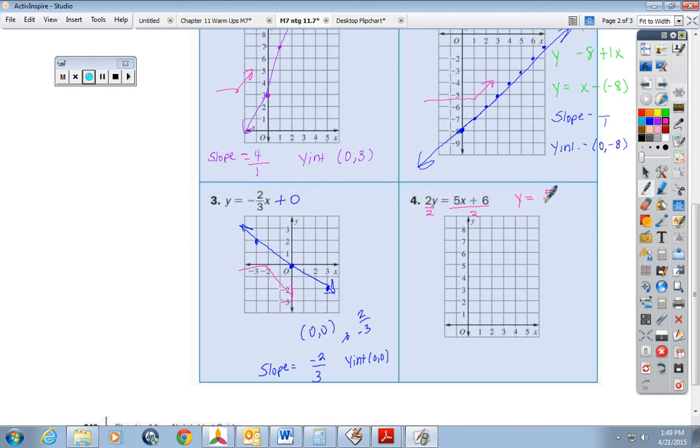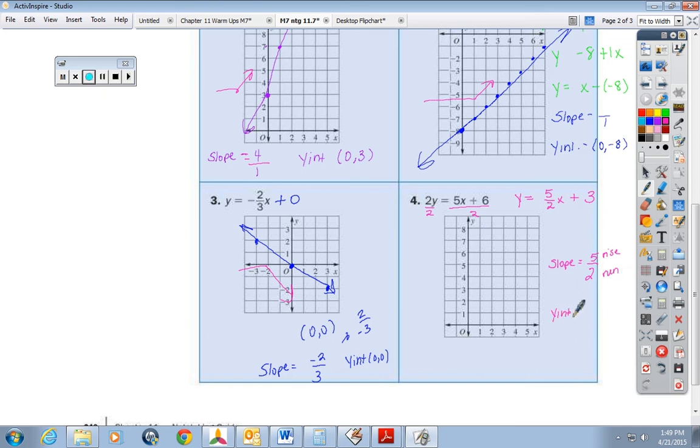What's 6 divided by 2? 3. Okay, now the next thing to do, what is the slope? 5/2, which means I'm going to rise 5 and run 2. Is it positive or negative? Positive. Okay, now what's my y-intercept? 3. Yep, which represents the point (0, 3).